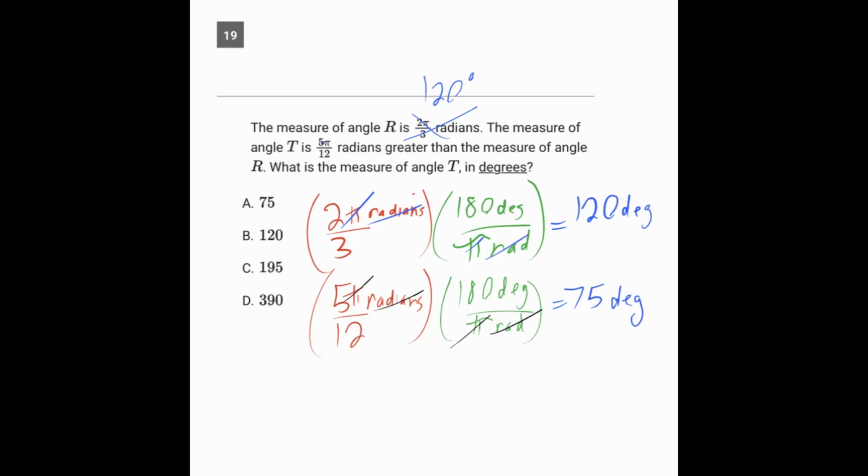So the question is telling us we have an angle that is 120 degrees. There's another angle that is 75 degrees greater than the first angle. So what's the second angle? It's 120 plus 75 degrees, which is 195 degrees. And that's why our answer is C.